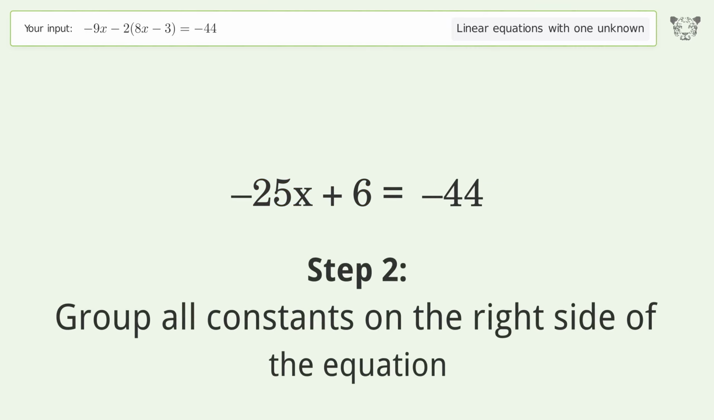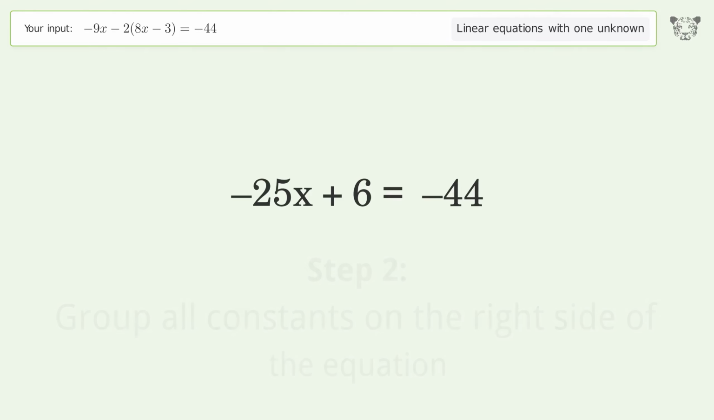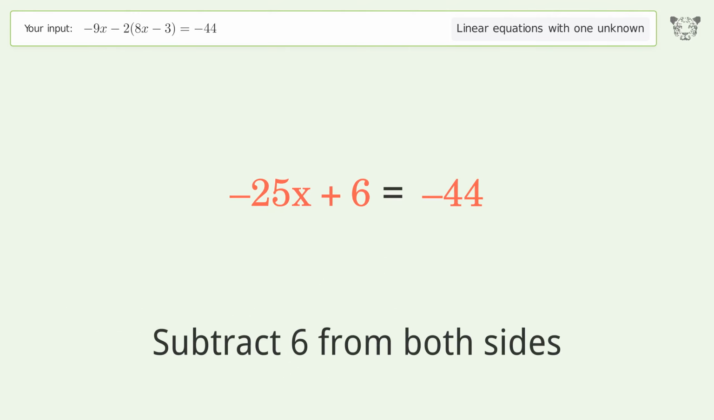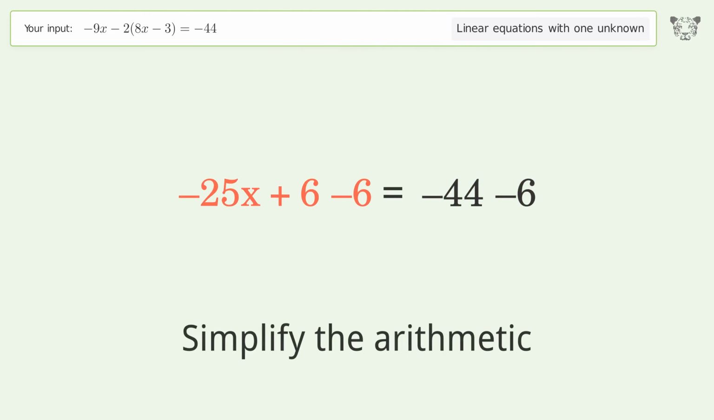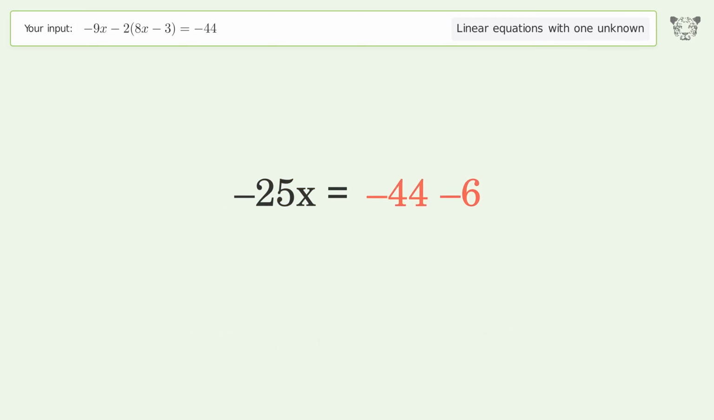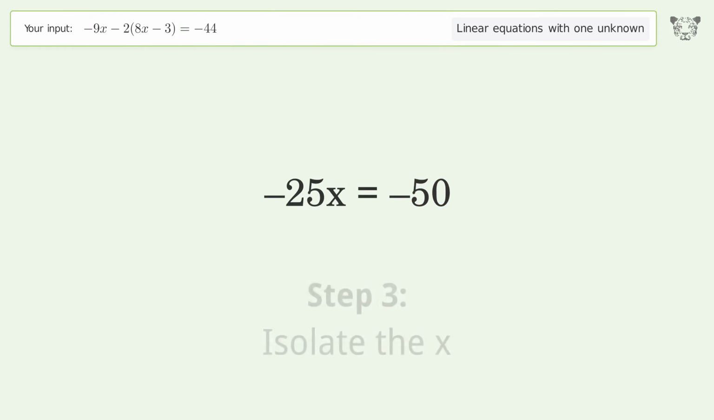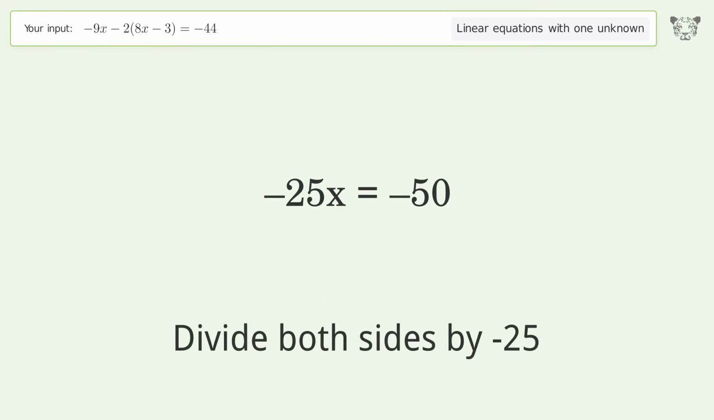Group all constants on the right side of the equation. Subtract 6 from both sides. Simplify the arithmetic. Isolate the x. Divide both sides by -25.